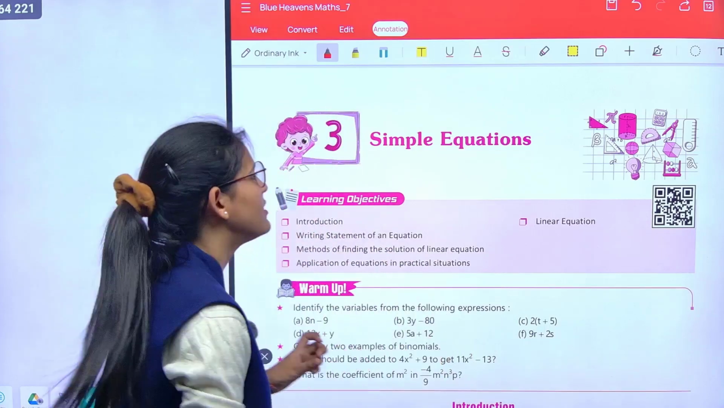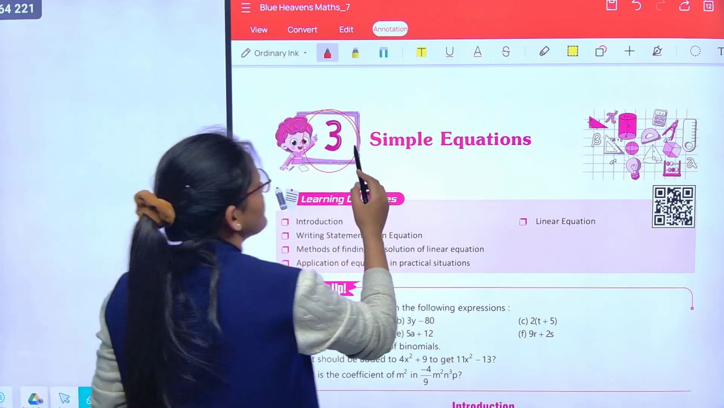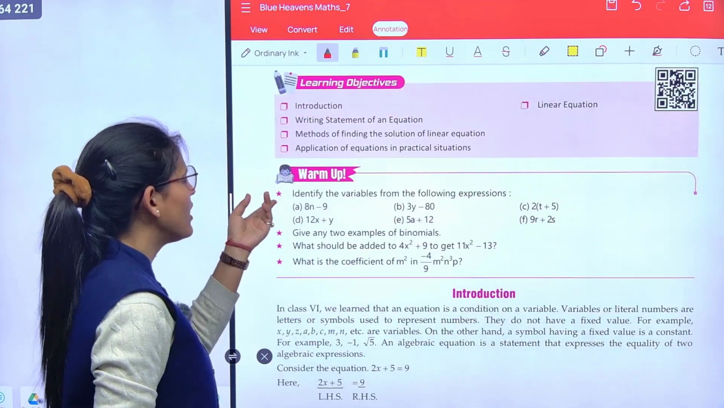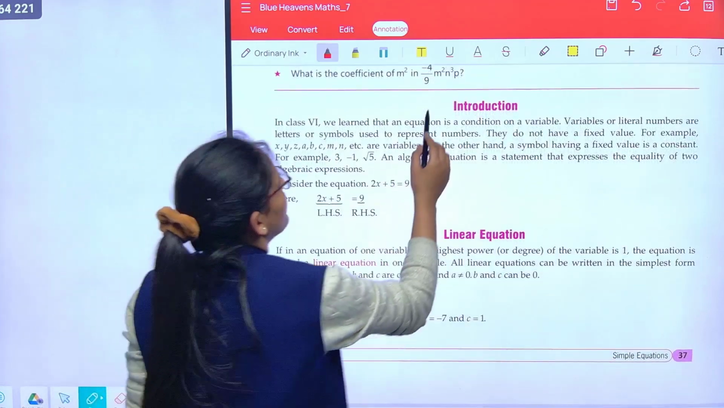Students, today we will learn chapter number 3, that is simple equation. Now class, let's start the chapter.